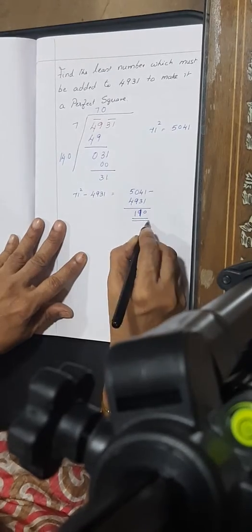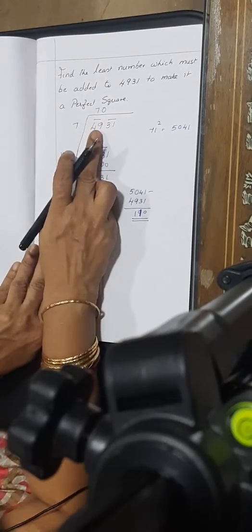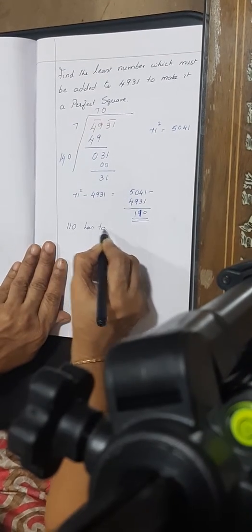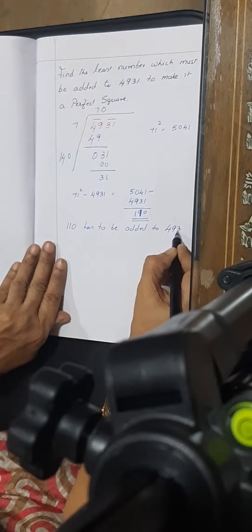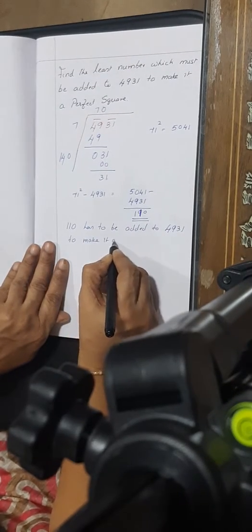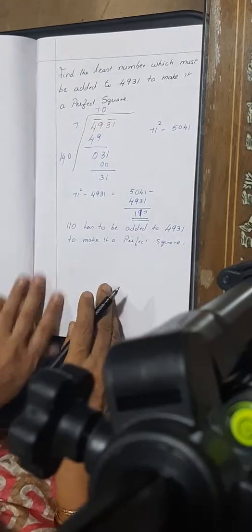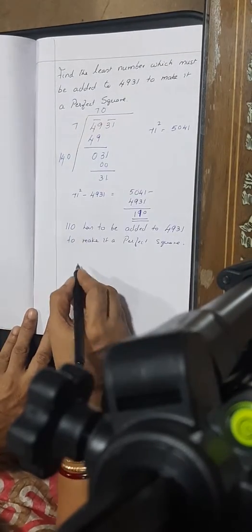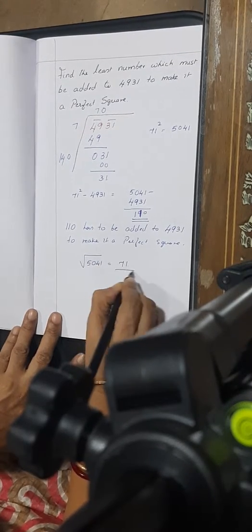110 it is. So, we have to add 110. If you add 110 to this number, you will get 5041. 110 has to be added to 4931 to make it a perfect square. So now root of 5041 will be 71.